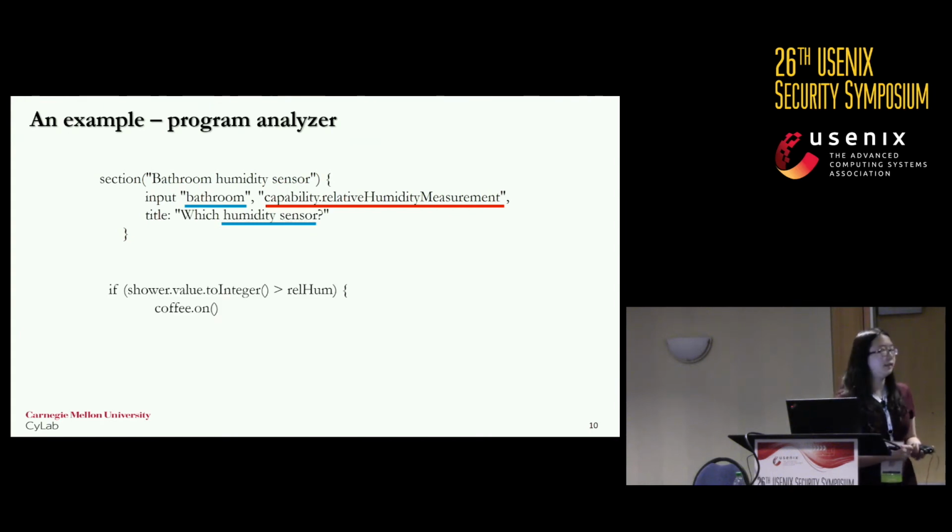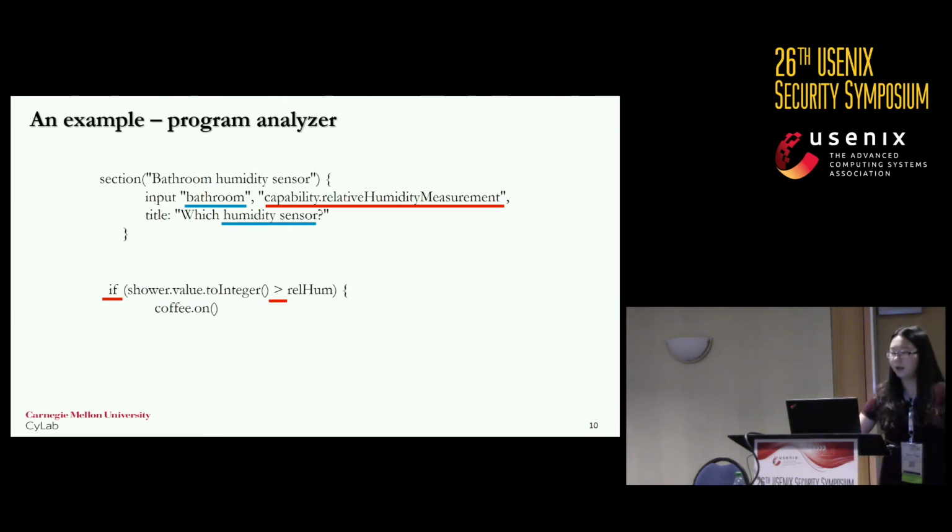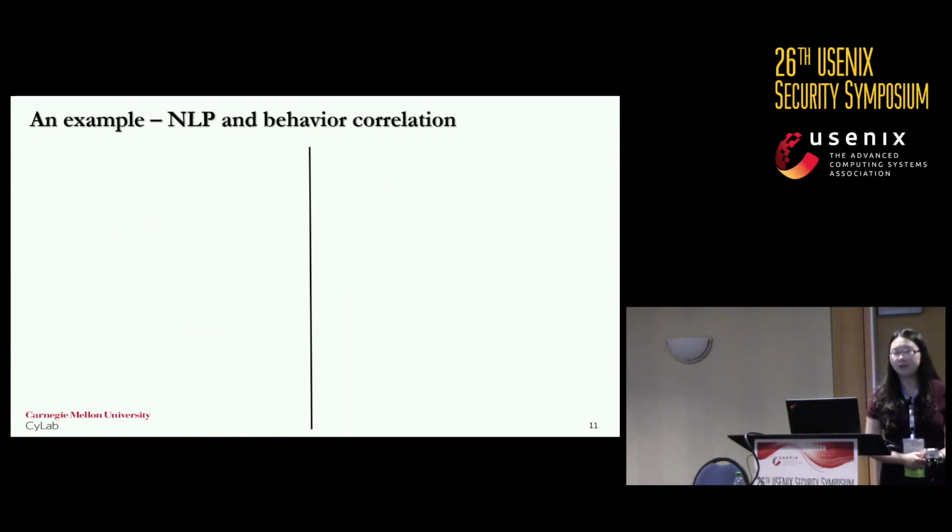And also, we did detailed analysis over what kind of context will trigger what kind of actions. For example, here we'll know that when the humidity sensor sends a value that's above the threshold, then turn on the coffee machine. Now let's go to the second step, doing natural language processing, and after that we'll do the behavior correlation for the two sets of behaviors.